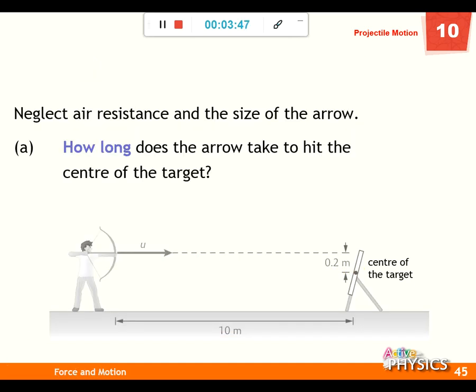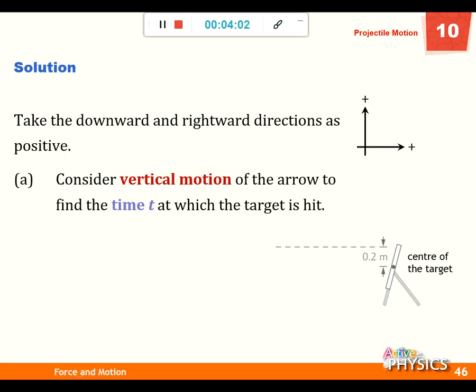Then what should you do? You should notice the time of flight for the arrow to hit the target. Here, how long does the arrow take to hit the center of the target? The time. How to know that? Once again, you want to know the time for the arrow to hit the target. The arrow should move downward 0.2 meter, and then hit it. This should be governed by gravity.